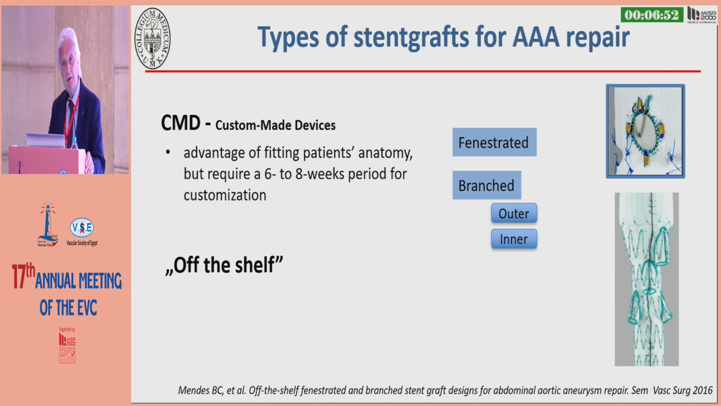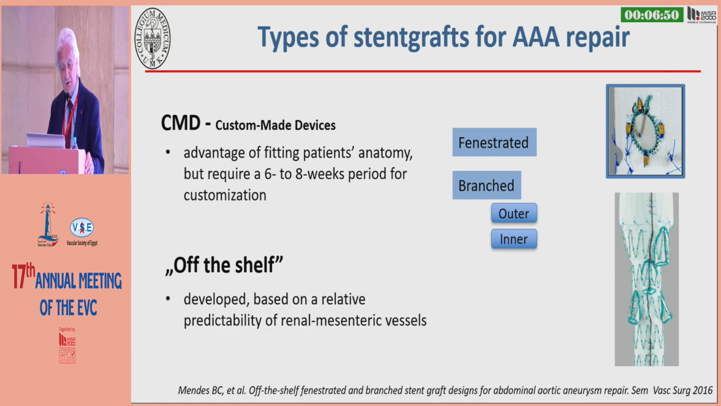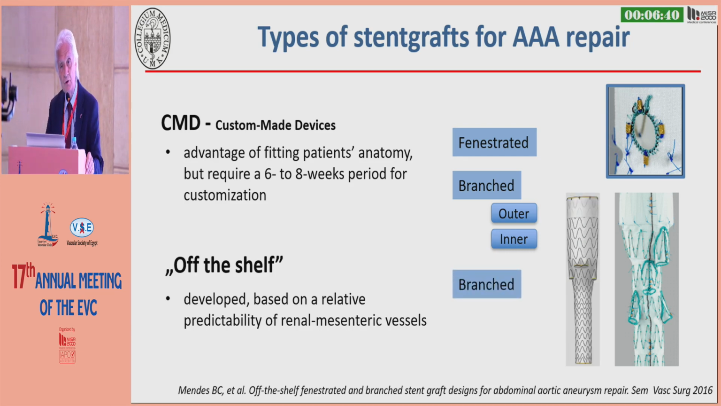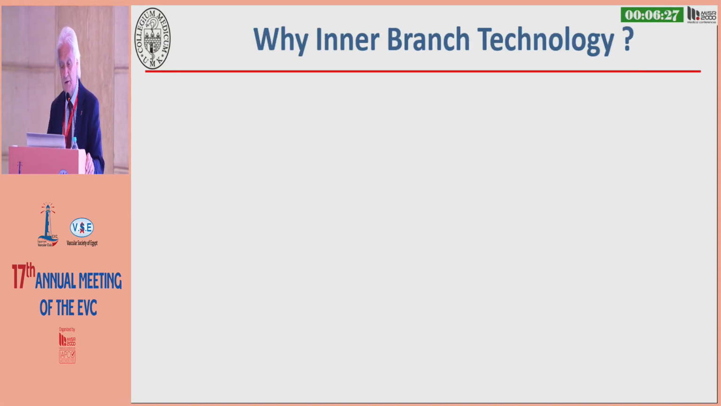On the other side, the off-the-shelf stent graft is developed based on the relative predictability of the renal mesenteric vessels. And these stent grafts can usually be branched. We do not have any fenestrated off-the-shelf branch, and they can have the outer branches as well, now the new one with the inner branches. And I am going to focus a little bit on this new inner branches stent graft.